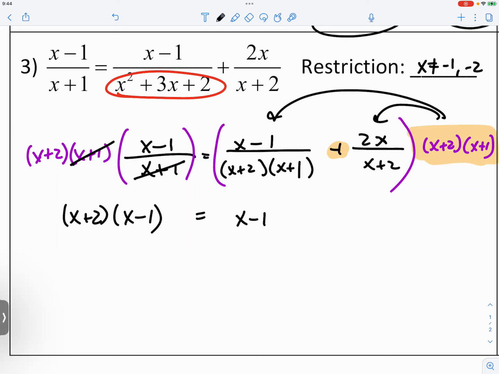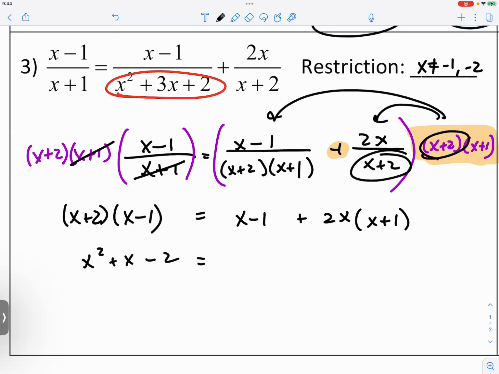So for the first fraction, the denominator will be completely wiped out. So we have the numerator left, which is x minus 1. And then for the second fraction, the x plus 2 will get canceled out with this x plus 2. So you're left with 2x times x plus 1. So you have this view, and the only thing that we can do to put us in a better position is to expand it out.